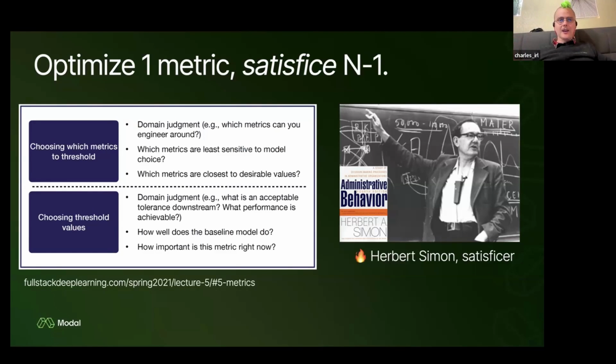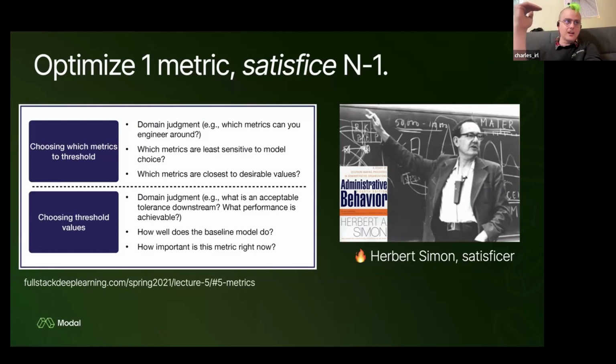And people do tricks like they combine numbers together into a single number in order to make them optimizable. But really the better approach is to say I have n things that I care about. For n minus one of them, I'm going to set a threshold. So I'm going to set, I want to be at least 100 milliseconds latency as my latency threshold. So I never want to go over. And for my retrieval accuracy, I want to set a threshold of 95%.